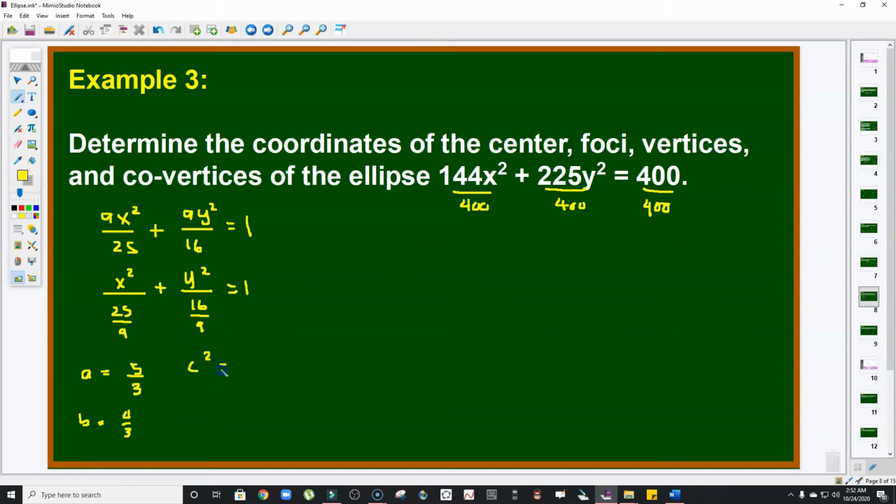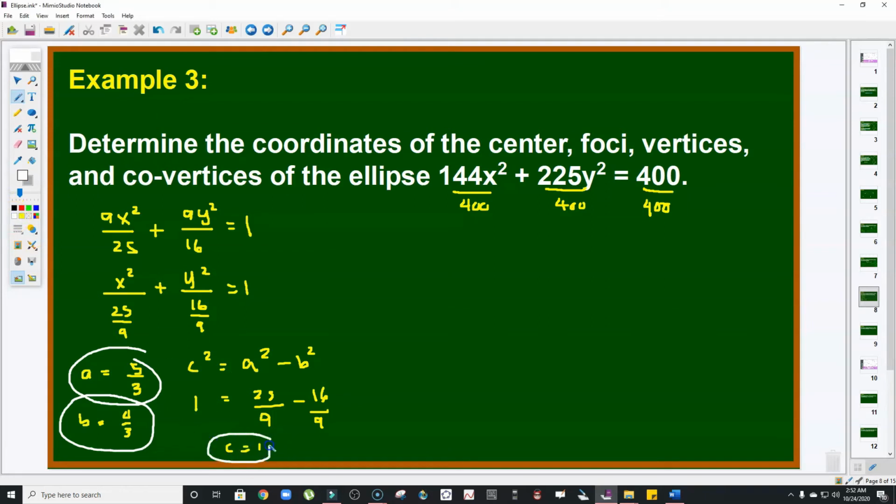So, meaning to say, yung C ko ngayon, kailangan ko pala. So, ang C ko, by Pythagorean relation, A is greater than B and C, so I'm going to have 25 over 9 minus 16 over 9, that's 9 over 9, or 1. See that? So once again, this is my A, this is my B, and the value of C here is 1. There you go.